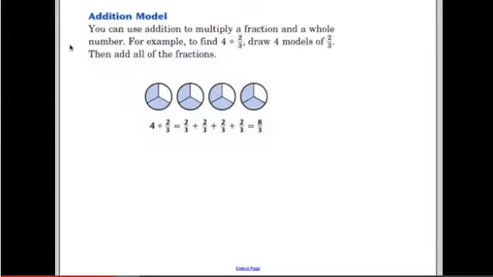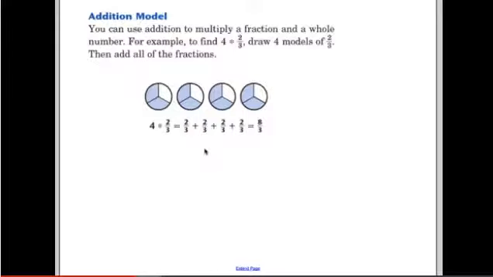Another strategy you can use is the addition model. You can use addition to multiply a fraction and a whole number. For example, to find 4 times 2/3, draw 4 models of 2/3, then add all of the fractions. This is often called repeated addition if you're multiplying. So 2/3 plus 2/3 plus 2/3 plus 2/3, you get 8/3, and then of course you're going to need to simplify that. 8 divided by 3 is 2 with a remainder of 2/3. So 2 and 2/3.